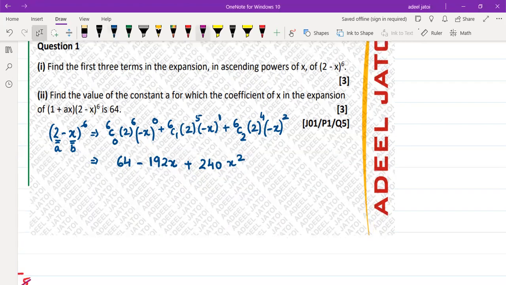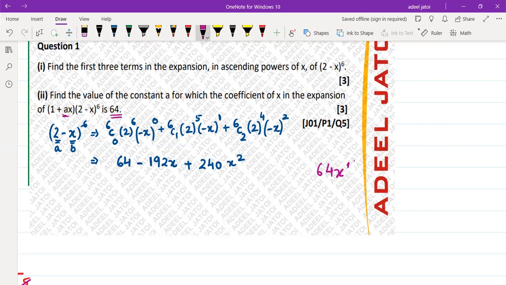Now in part 2, find the value of the constant a for which the coefficient of x, that means x to the power 1 coefficient is required, in the expansion of 1 plus ax, 2 minus x to the power 6 is 64. Now, obviously, x to the power 1 coefficient is not required. It is actually given. The answer is 64x to the power 1. That means the coefficient of x is basically given in the question.